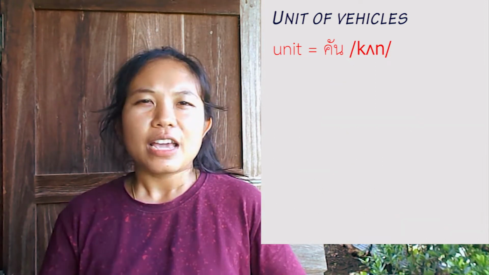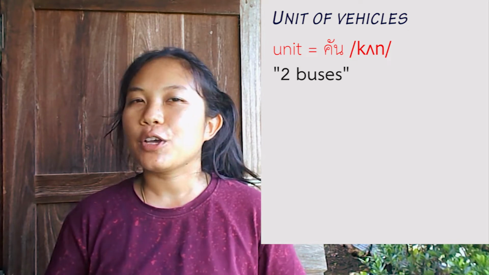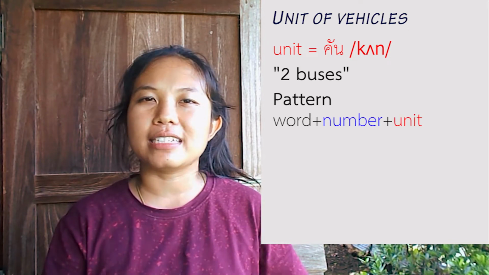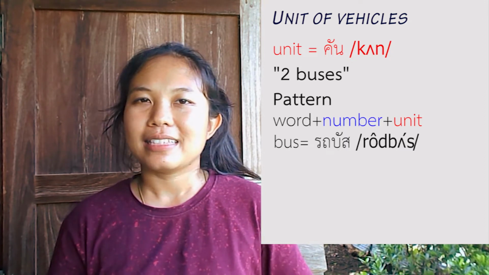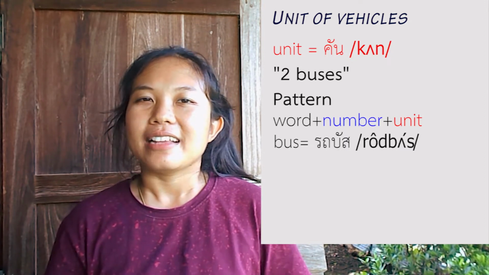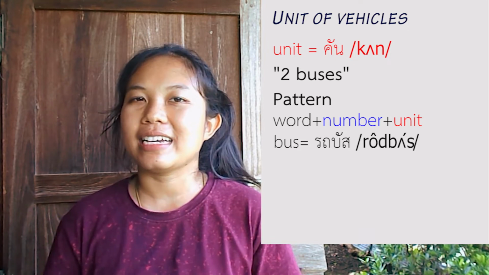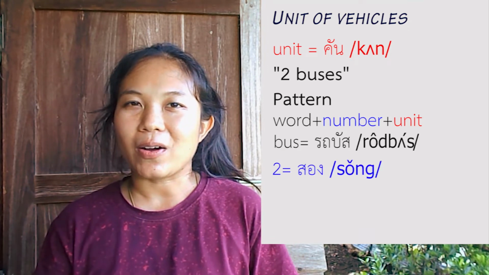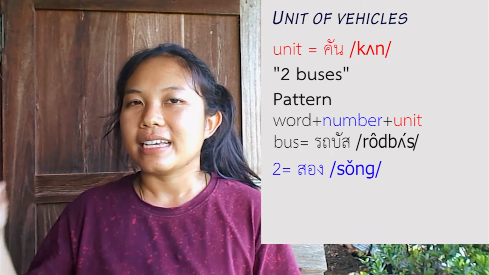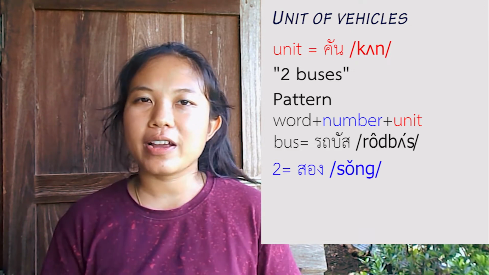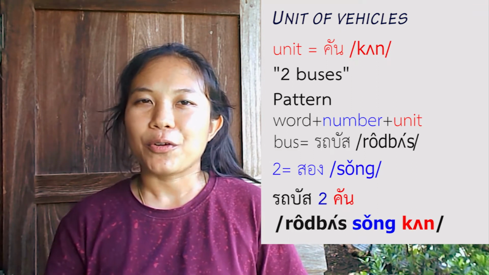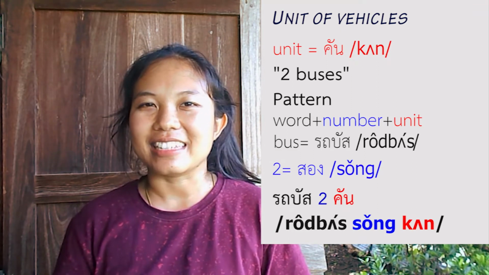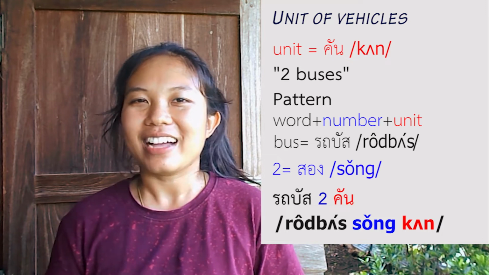If I say two buses, you can have the Thai word for bus. Bus in Thai is road bus. And the number 2 in Thai is 2. And then the unit of the bus is คัน. Then our phrase will be road bus 2 คัน.